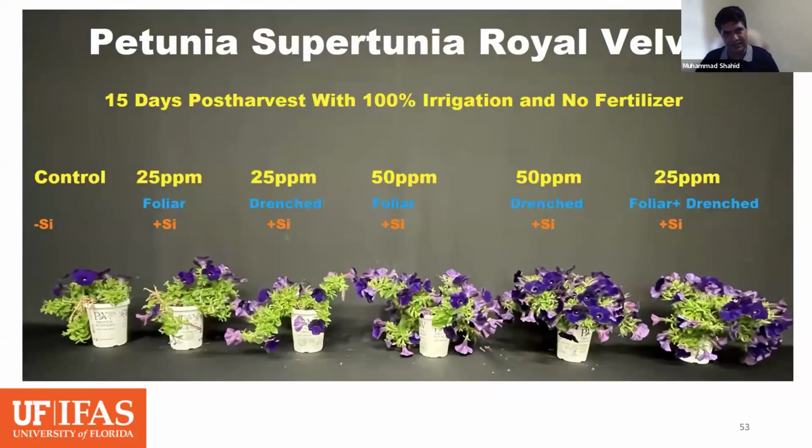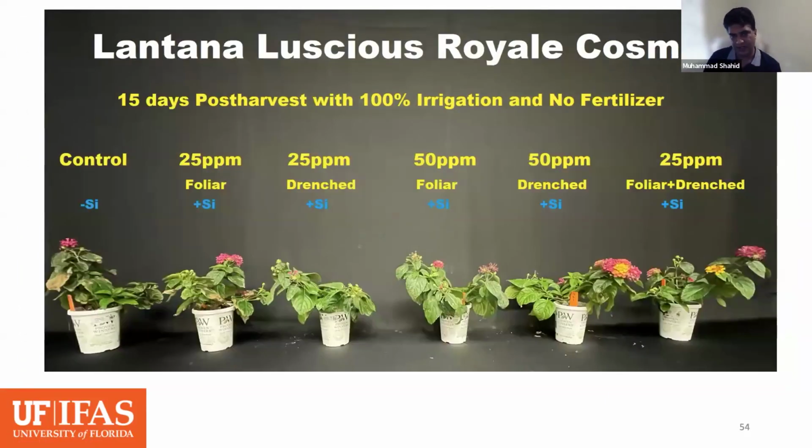Similar were the results in the case of petunia. You can see here, after 15 days of just 100% irrigation and no fertilizer, we still had some drying branches, some browning, and not much flowering or stem growth. But in the silicon treated plants, they continued to produce flowers, and we observed more flowers and more growth on just the watering. So it means that it's helping. It's acting as a growth promoter in the absence of any fertilizer application.